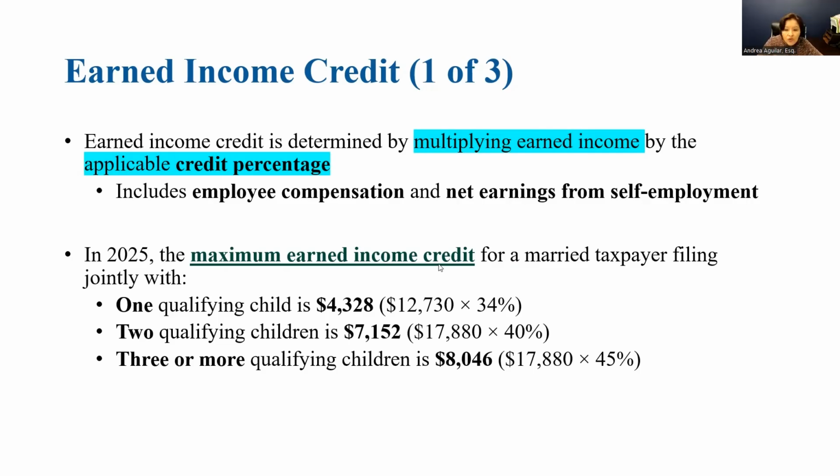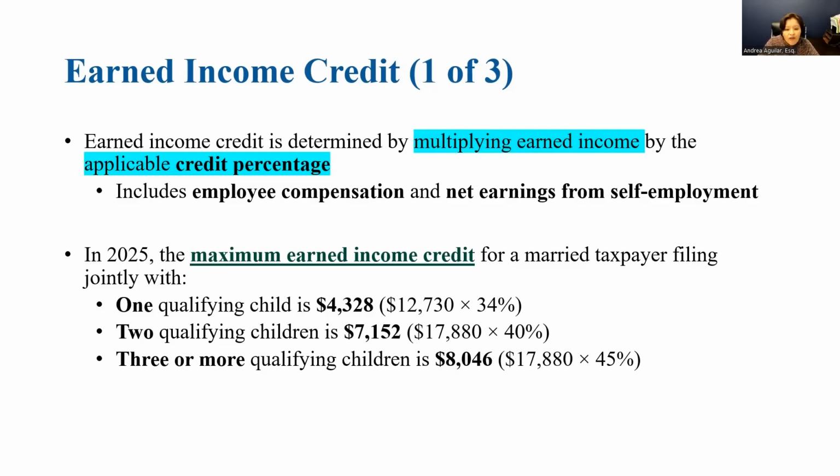Okay? So as I mentioned here, for a married couple filing jointly with one qualifying child, the credit percentage will be 34%. And your base amount, meaning the amount that you have to reach to get the maximum credit, will be $12,730. So you multiply that amount by 34%, that's when you get your maximum earned income credit.